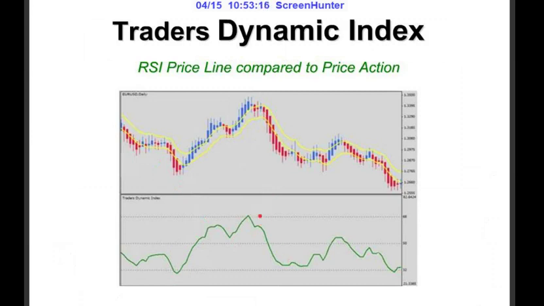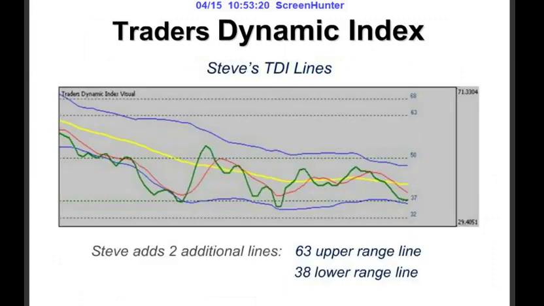Now, let's compare Steve's TDI with the original one that I did. Now, Steve includes 2 additional lines. You can see that over here I have the 68 and I've got the 32. Steve includes the 63 and he includes the 37.